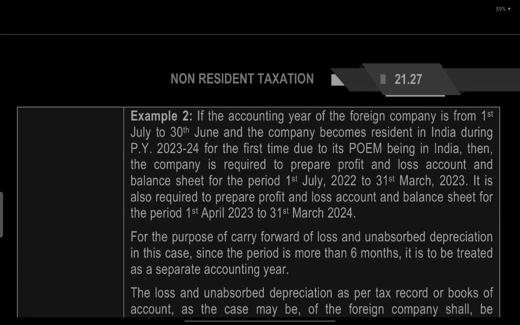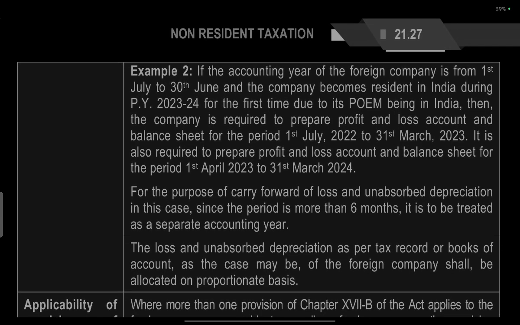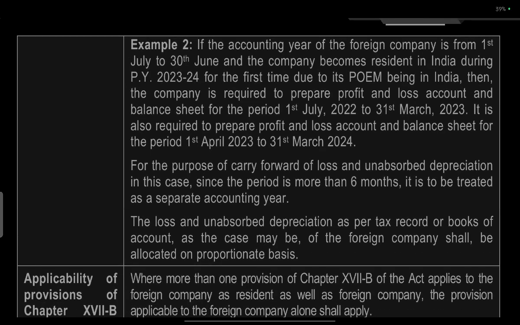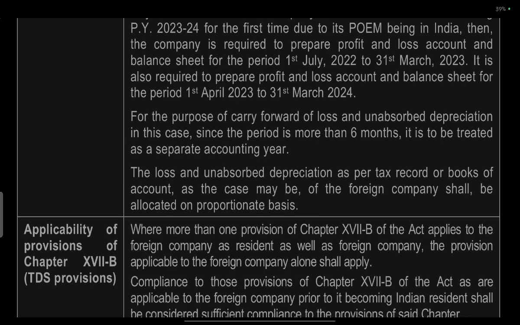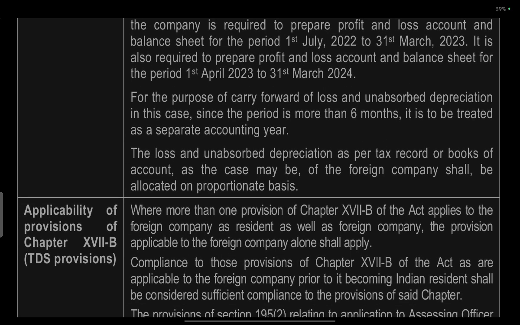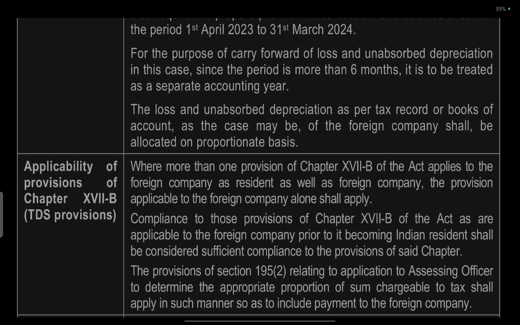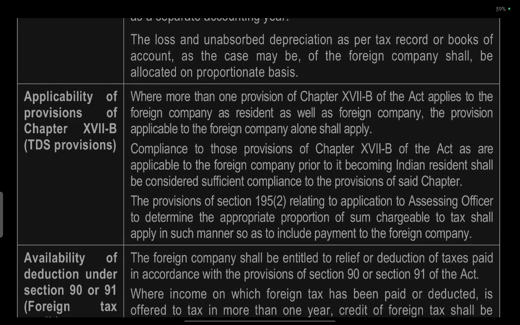For example, if the accounting year of a foreign company is from 1st July to 30th June and the company became resident in India during the previous year for the first time due to POEM being in India, the company is required to prepare profit and loss account and balance sheet from 1st July to 31st March. It is also required to prepare the profit and loss account and balance sheet from 1st April to 31st March. For the purpose of carrying forward loss and unabsorbed depreciation, since the period is more than 6 months, it is treated as a separate financial accounting year. The loss and the unabsorbed depreciation as per the tax records or books of account, as the case may be, of the foreign company shall be allocated on an appropriate basis.